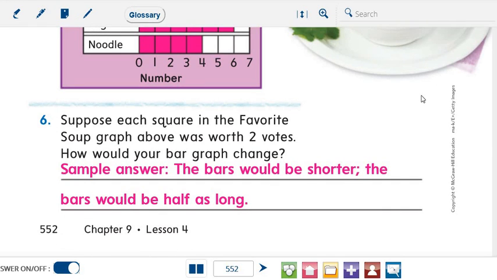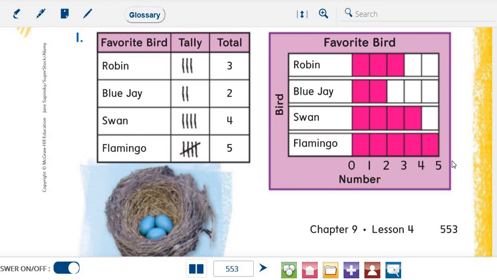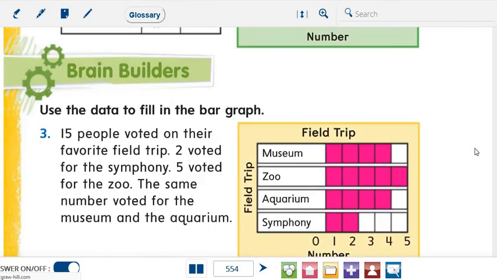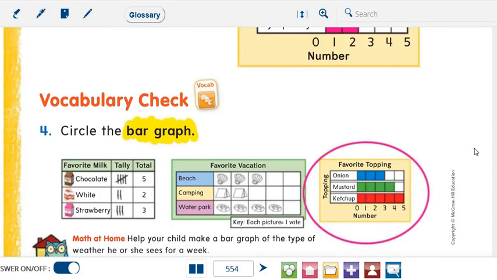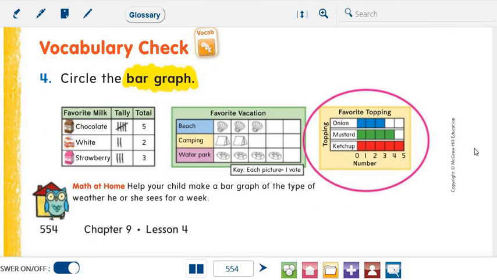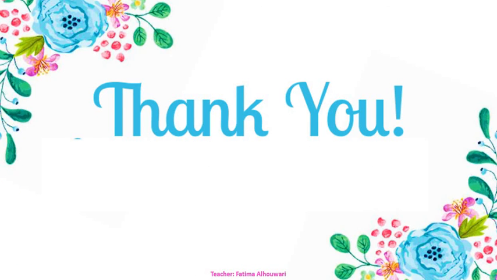The next two pages are your homework, grade 2, so please try to solve them by yourself, and then when you finish, you can check your answers here. This is question number 2, 3, and 4.